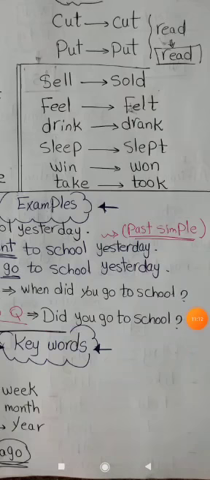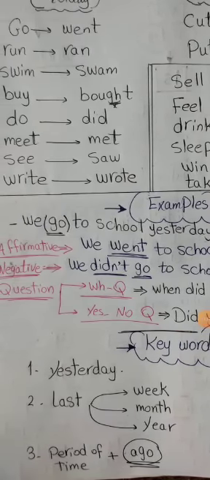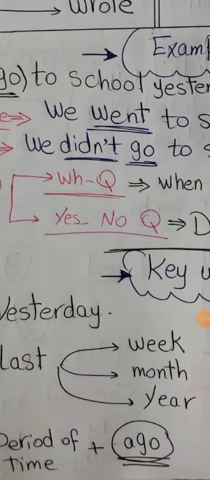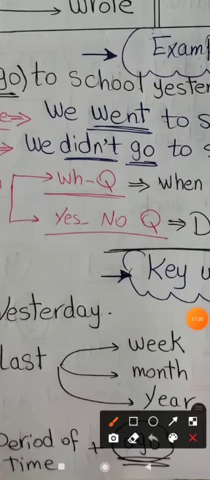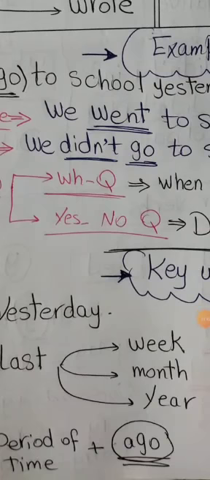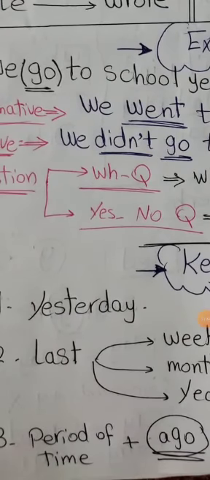طب what about keywords? إيه الكلمات اللي أول ما أشوفها أعرف إن التنس ده في الباست سمبل، في الماضي؟ اللي هي كلمة yesterday، أمبارح. Repeat after me: yesterday. طيب last، اللي هو اللي فات. Last week، الأسبوع اللي فات. Last month، الشهر اللي فات. Month, you have to put your tongue out. Last year، السنة اللي فاتت. Okay, and period of time and ago: three years ago، منذ ٣ سنين؛ two weeks ago. Okay, this is it. You have to study this and see you next time. Goodbye.